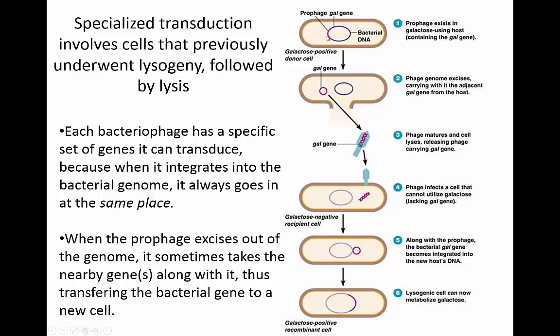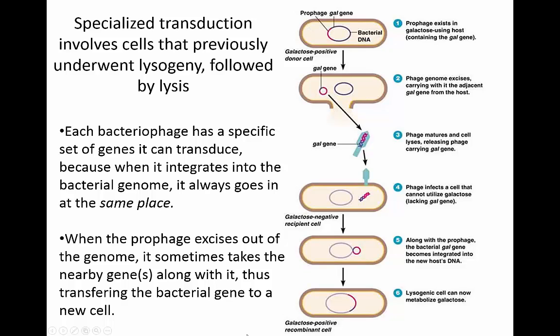So what happens in specialized transduction is this phage will then pop out of the genome, and if it comes out and takes part of the bacterial genome with it, certain genes can be packaged into the virus along with the viral genome. When this virus goes and infects another cell, we can actually get sharing of this bacterial gene, the gal gene in this case, with another bacterial cell. And so this one was mutant for the gal gene, and we can actually transduce that wild type gal gene that came from the prophage harboring cell.